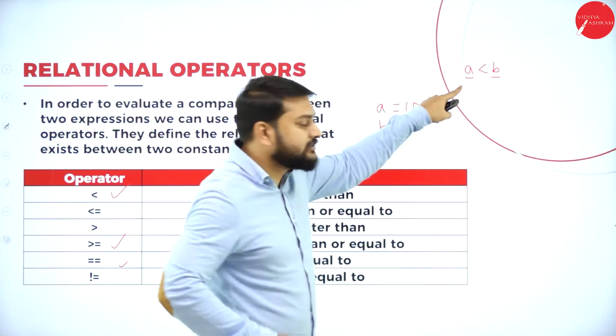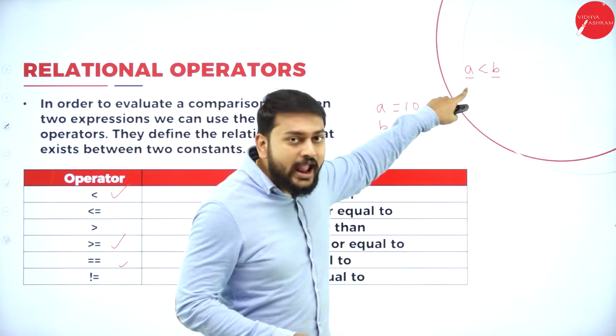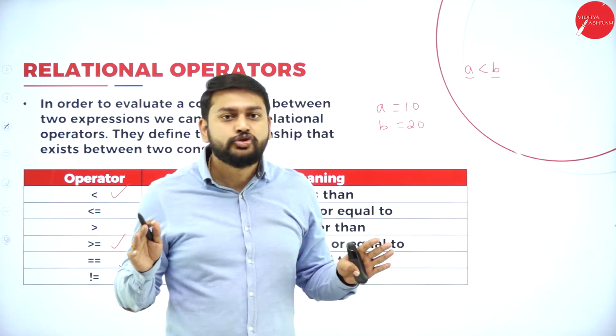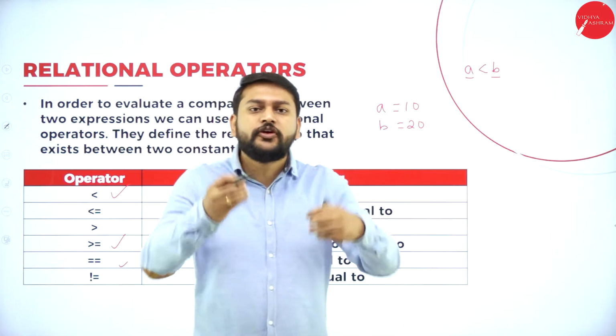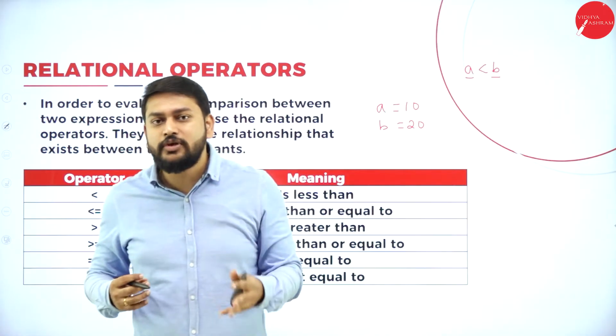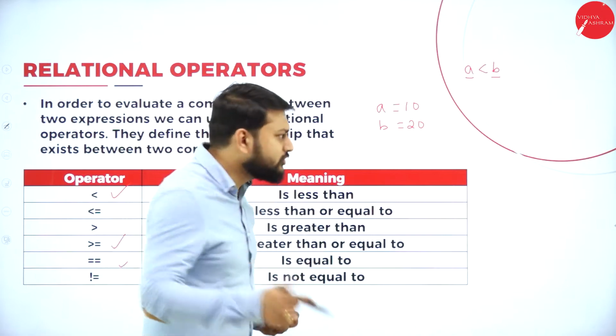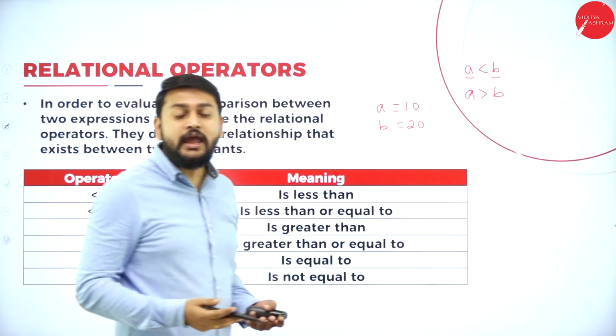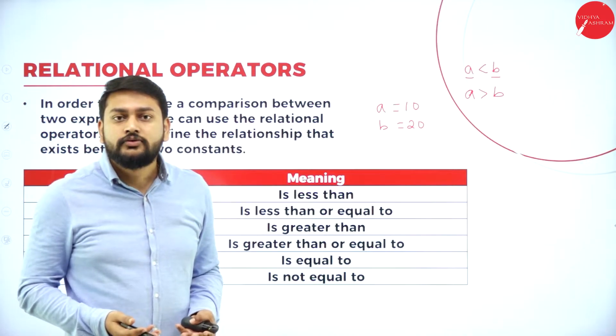So in this case, I'm checking whether A is less than B or not. So that's what you need to remember. Suppose I want to check whether A is greater than B. How do I check? Simple. I will write A is greater than B. So how do you check?